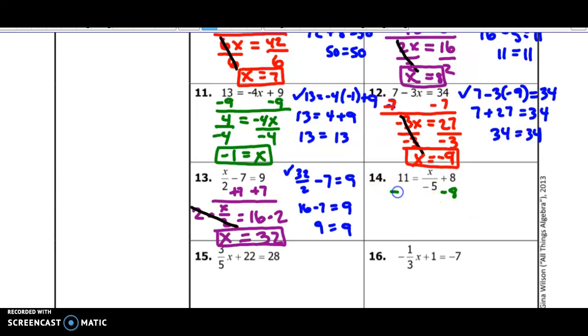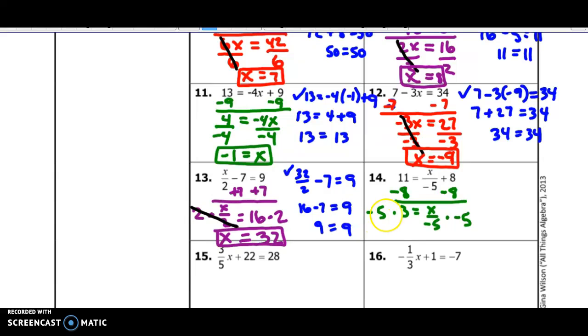Whatever I do to one side, I have to do to the other. 11 minus 8 equals 3. Positive 8 minus 8 cancels to 0, so all I have left on the right side is x divided by -5. Now if I want x by itself, I need to undo divided by -5. The opposite of dividing by -5 is to multiply by -5. Whatever I do to one side, I have to do to the other.